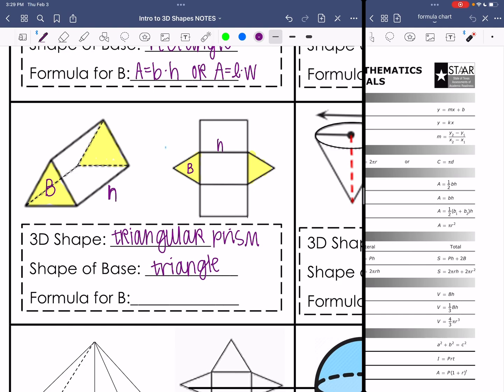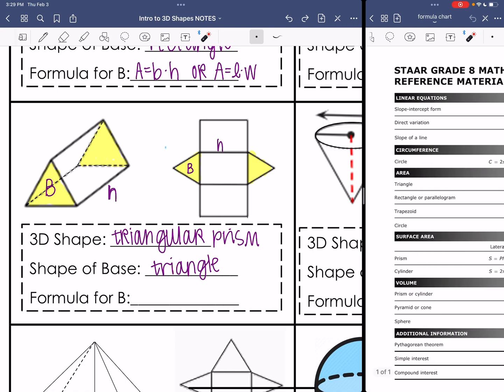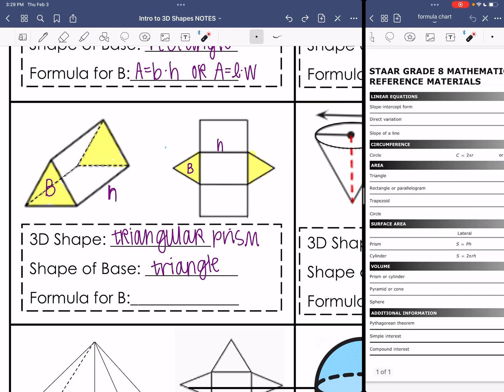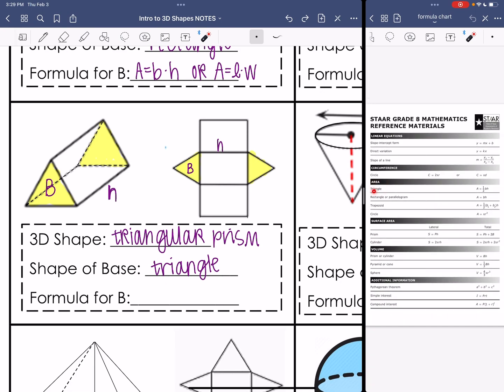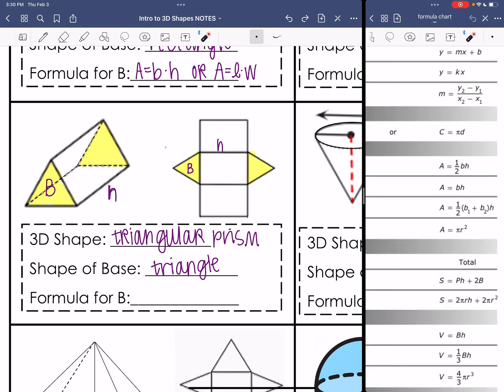Now I want to know the formula for B. So what is the area of my triangle? What is the formula for area of a triangle? So I go to my reference materials, and I see here that the formula for area of a triangle is going to be 1/2 base times height. So there's a couple different ways that you can write this. You can do area equals 1/2 base times height, or another formula that I tend to see students like more is base times height divided by 2. Either way, they are the same thing, but just some students do prefer base times height divided by 2. So it's completely up to you.